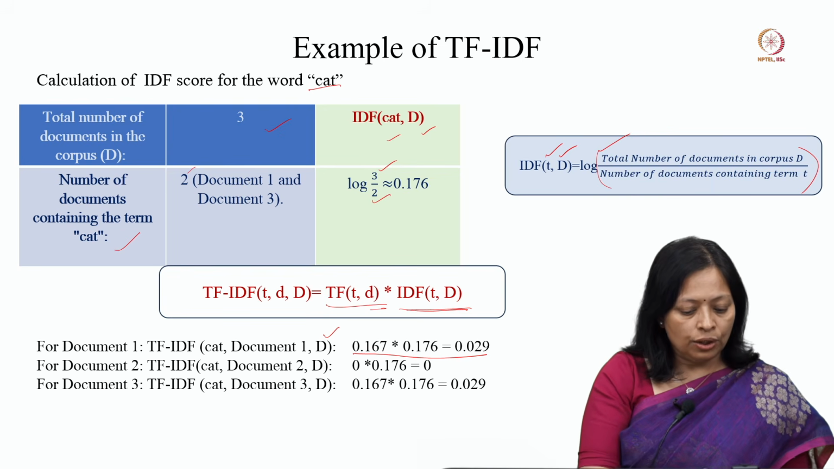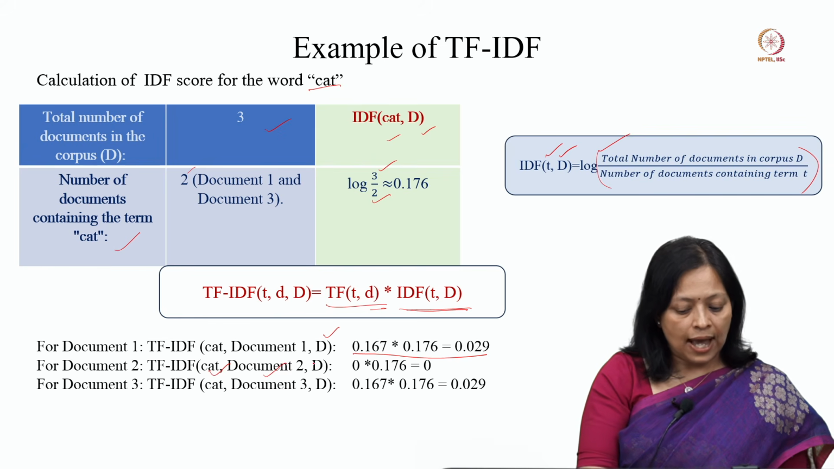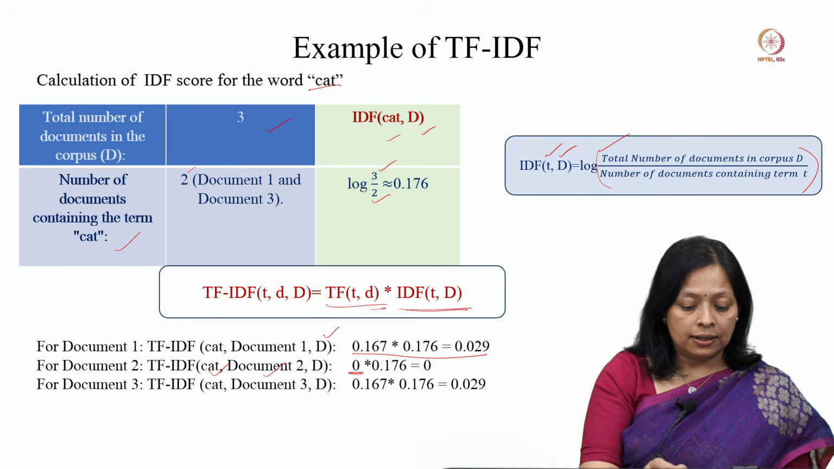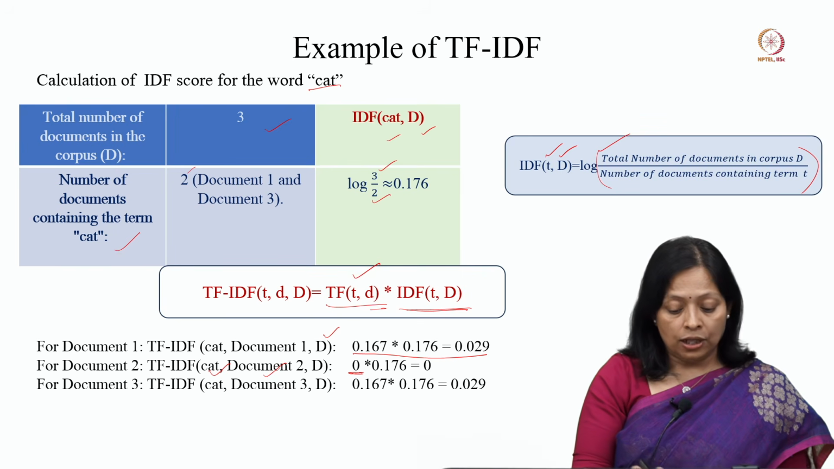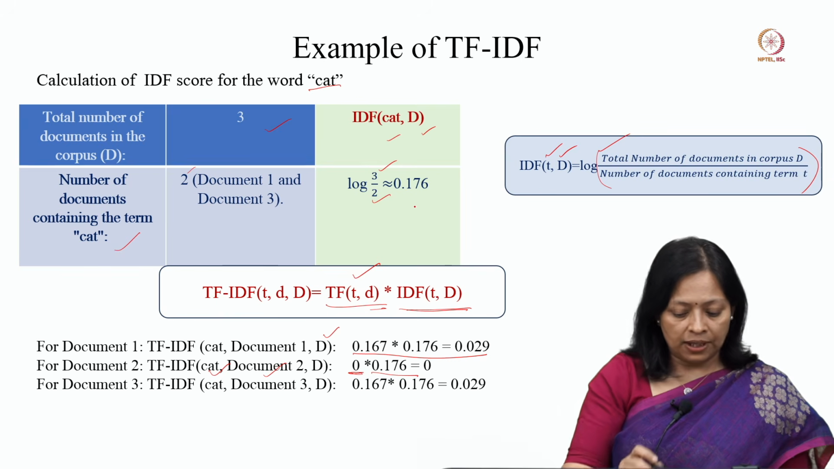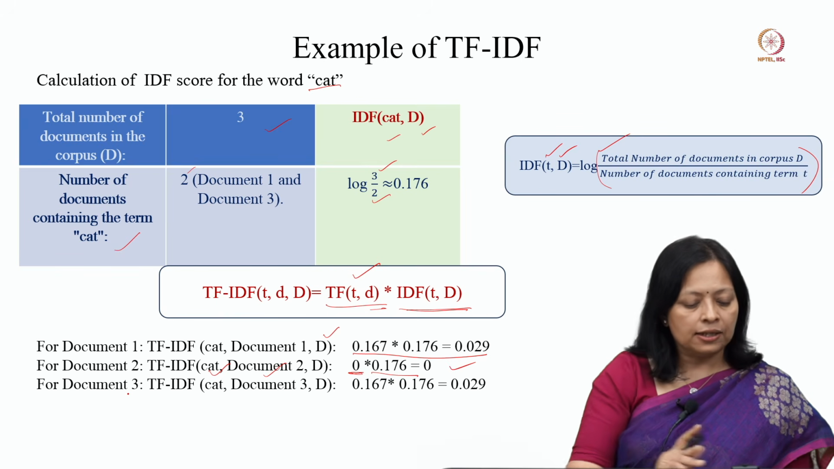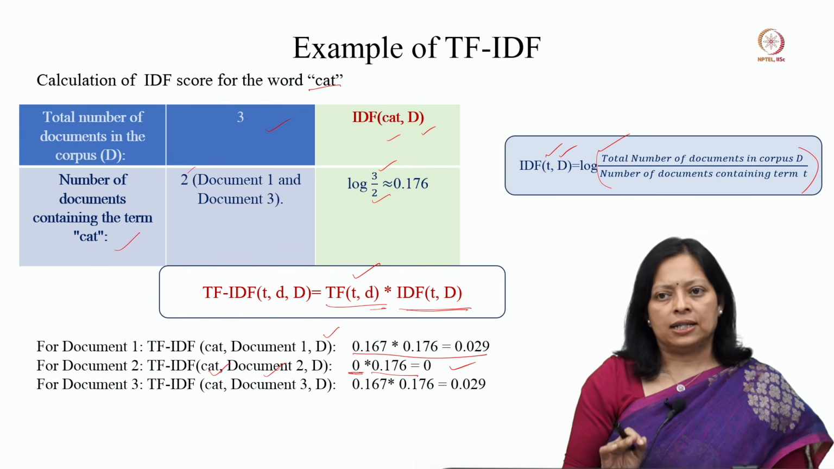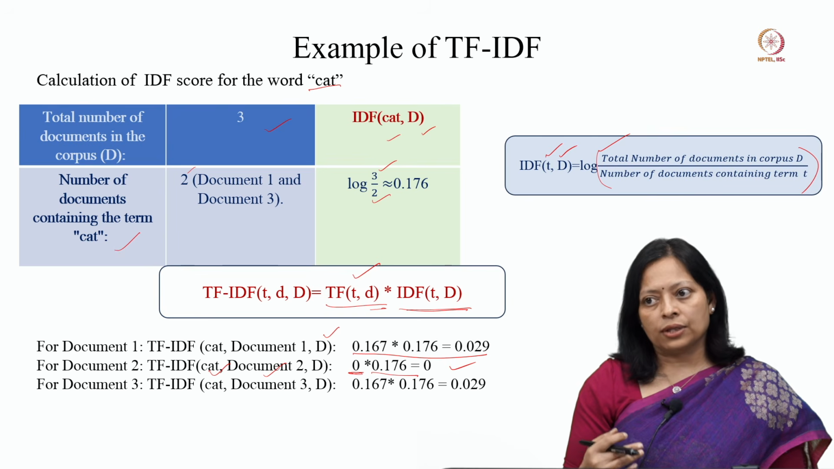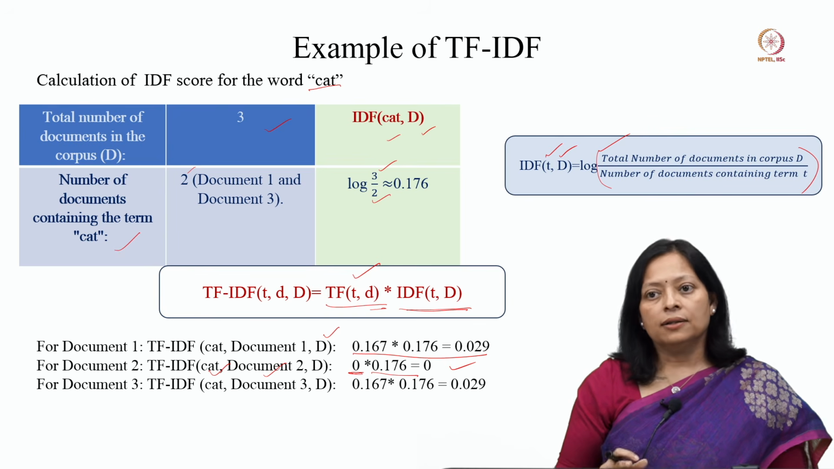For document 2, the word is cat, document 2, and the number of documents in the corpus is capital D. The TF is 0, because our document 2 was not having the word cat, so 0 into 0.716, which is from here, is equal to 0. And similarly for document 3 also we can do the calculation. So, this is the way we do the TF-IDF calculation or score calculation for any term in a corpus.